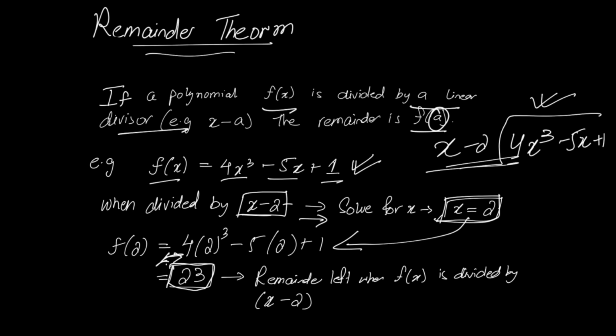We put 2 as the substitute, and we have the remainder, which is 23, which is the remainder we get when we divide this equation by x minus 2. Okay, now let's do a question of this.